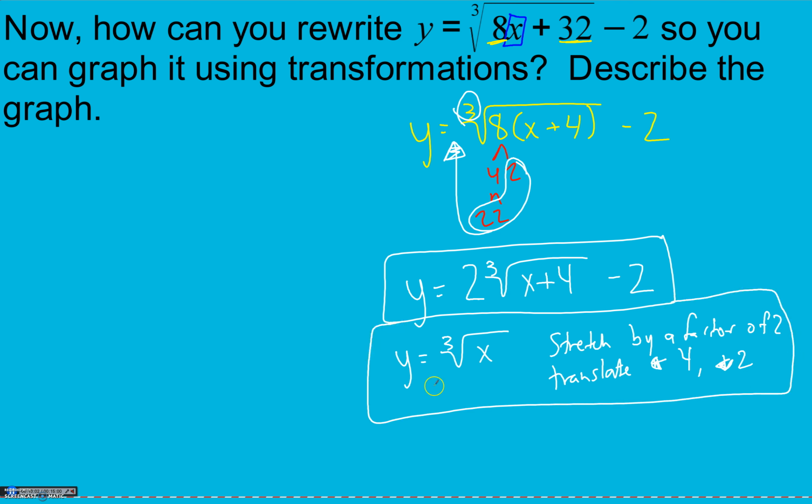So again here, make sure you let us know where you're starting. The idea here is that if we couldn't see the equation at all, we would still be able to graph it. So here we're going to start off with y equals the cubed root of x. We're going to stretch it by a factor of 2, translate it 4 to the left, and 2 units down.